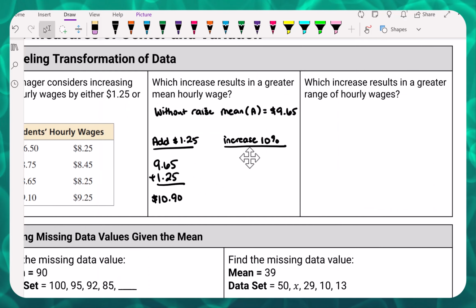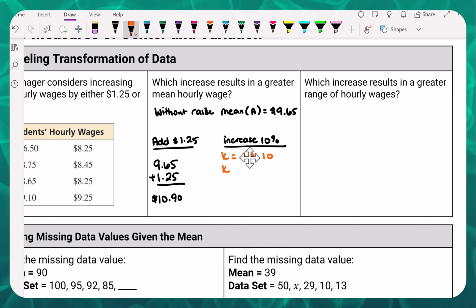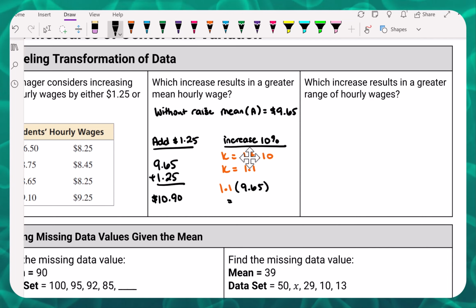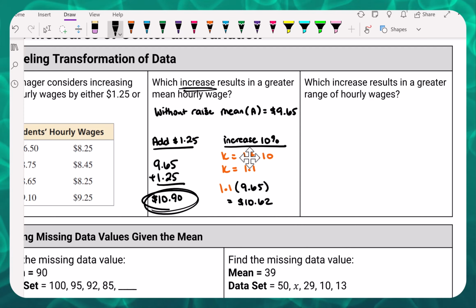Okay, the increase. Now you've got to be really careful. You do have to consider whether this is a growth or a decay. If it's increasing, we're going to grow. So that means I'm going to take 1 and add 10% to that. So k is 1.1. So I would say 1.1 times $9.65. That is going to be equal to $10.62. So which one increases the results more? It looks like adding $1.25 is going to answer that question.